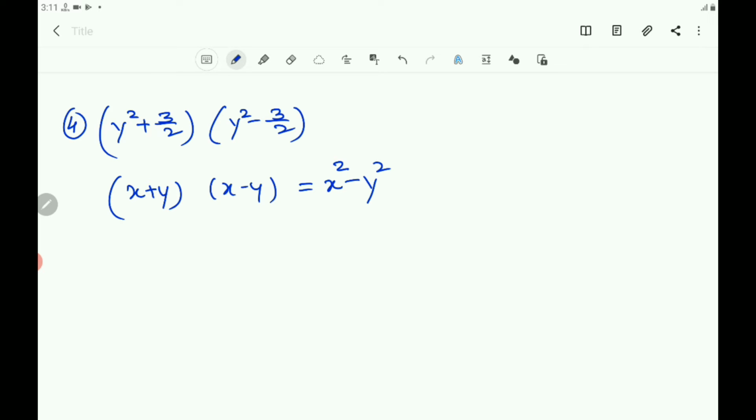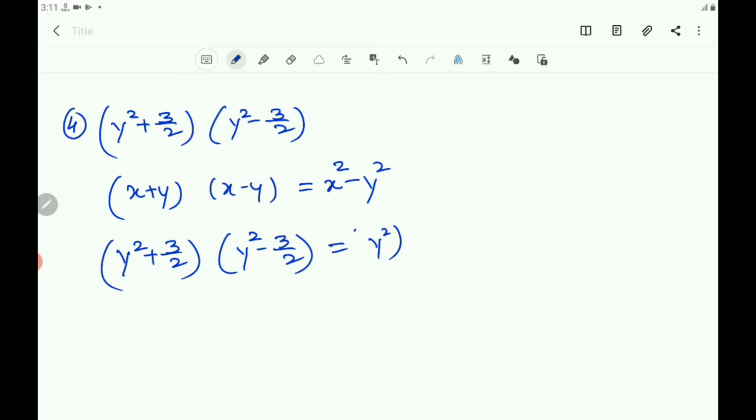Here the two expressions are in the form of, first one is in the form x plus y and second one is in the form x minus y. First term and second terms are same, but one is the sum and other one is the difference. Now you write y square plus 3 by 2 into y square minus 3 by 2 equals y square whole square minus 3 by 2 whole square.